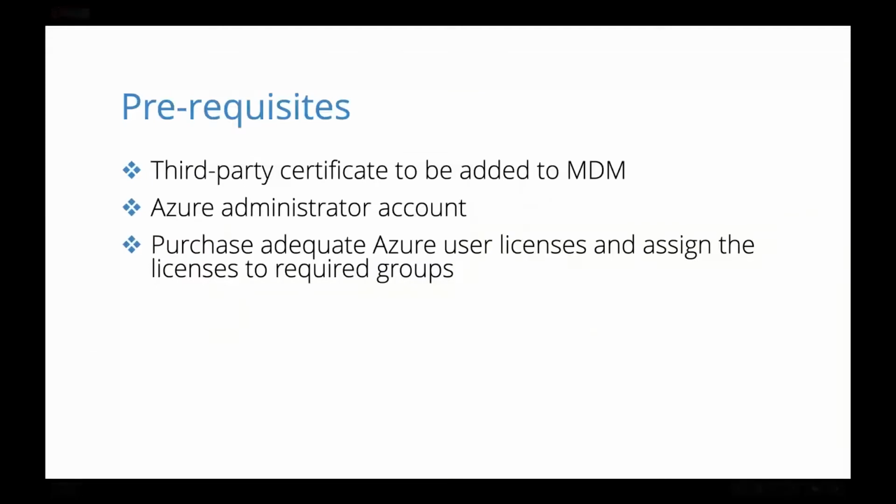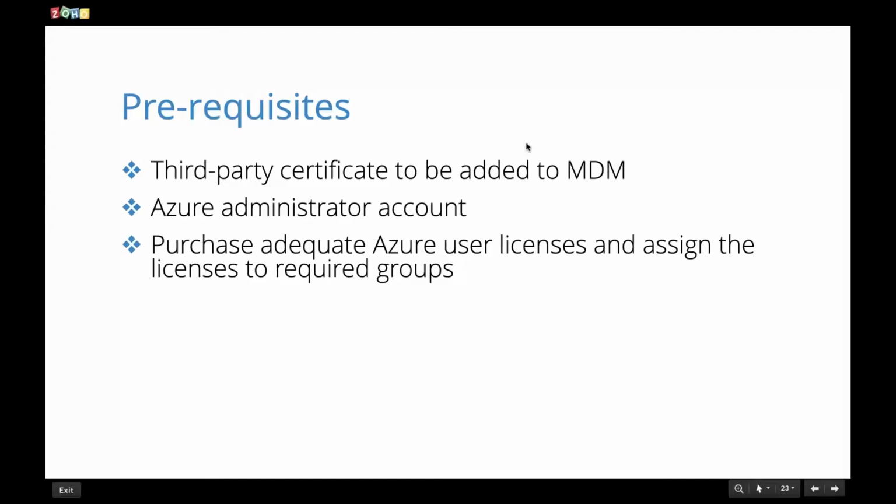There are a few prerequisites that need to be met before we can use the Autopilot enrollment method for enrolling your Windows 10 devices. The first is we need to upload a third-party certificate to be added to MDM. This certificate is required for securing the communication. Next, we need to create an Azure Administrator account. This is because we leverage Microsoft Azure for enrolling these devices. We also need to purchase adequate Azure user licenses based on the number of users whose devices are to be managed. Once these prerequisites are met, we can use the Autopilot enrollment for managing our devices.